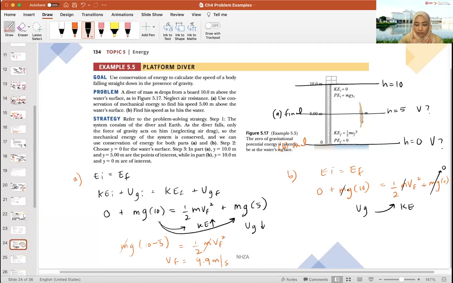And then divide, times 2. Divided, square root of that. I would get my V final as 14 meter per second. So what does that mean? When the diver is from here, his velocity is 0. When he reaches this part, his velocity is 9.9. When he reaches the surface of the water, his velocity is 14 meter per second.